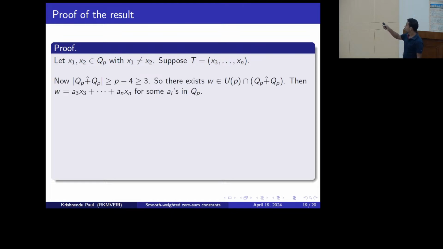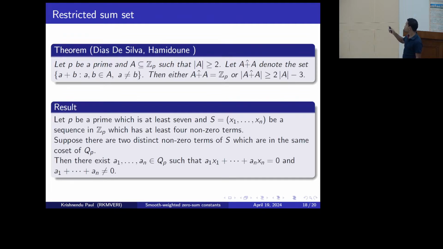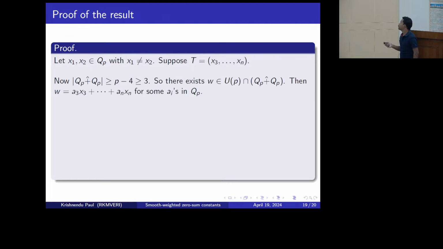Now by using the Dias da Silva and Hamidoune result, the restricted sum set QP plus QP is greater or equal to 2 into cardinality of QP, which is P minus 1 by 2, minus 3. So it is P minus 1 minus 3, that is P minus 4. And as P is at least 7, P minus 4 is at least 3. So there exists a unit in the restricted sum set. So that we are taking W.